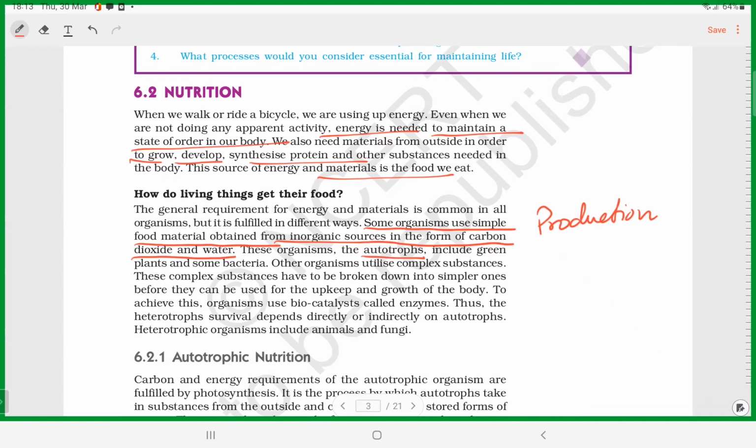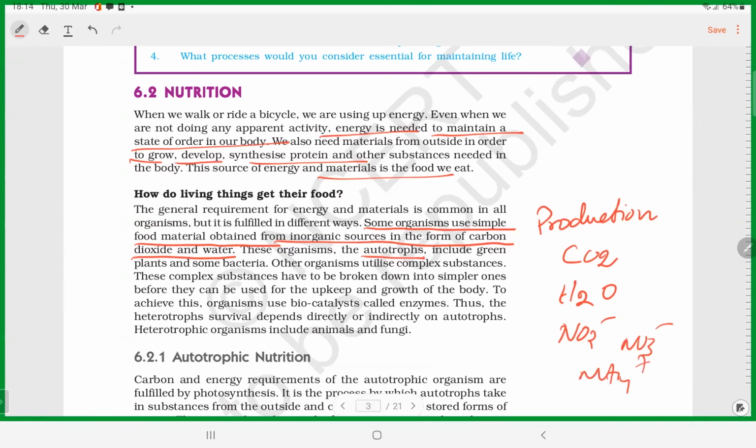But a plant is also a living organism. Can you give a biryani for lunch? One biryani for lunch, or a kottu barota at night, or dosa in the morning? No. What will a plant do? You should give simple inorganic substances. What are simple inorganic substances? It takes carbon dioxide, water, simple substances. Nitrogen in the form of NO2, NO3, NH4.